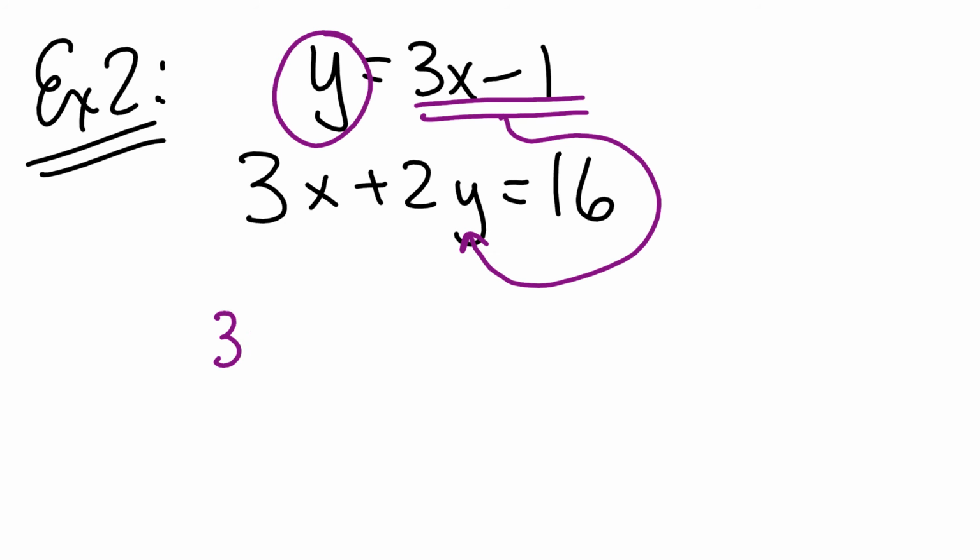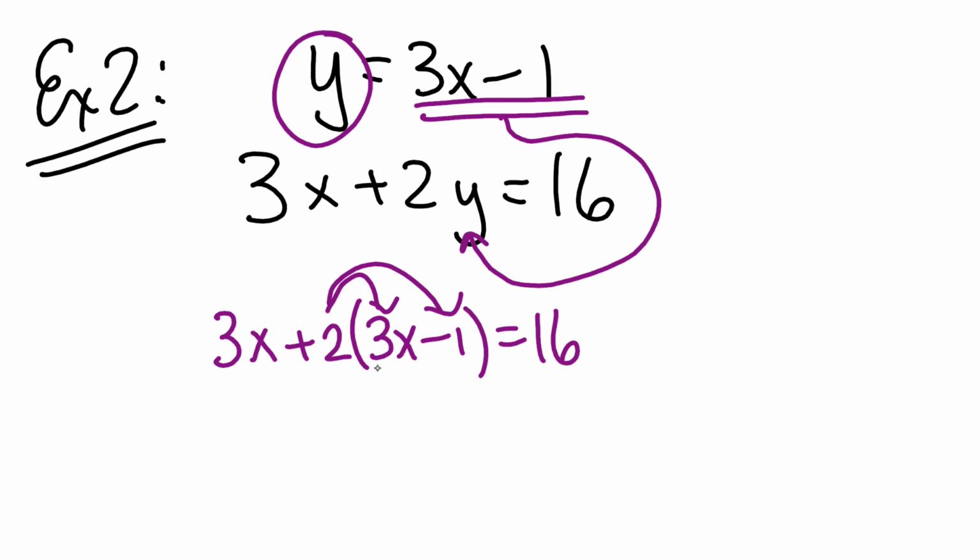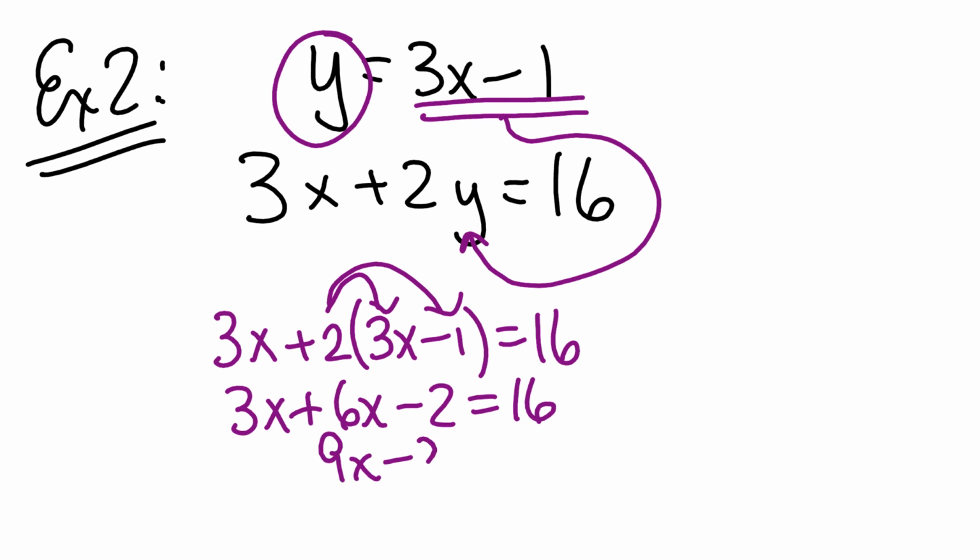So 3x plus 2y is 16. Now we have one equation with one variable. The y's are gone. But you can solve this using all the algebra you remember from when you were a kid, right?